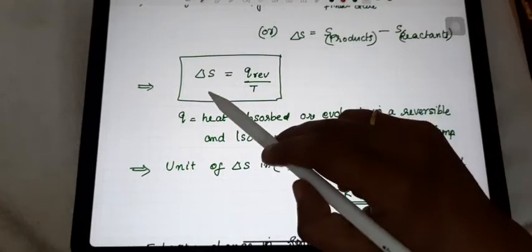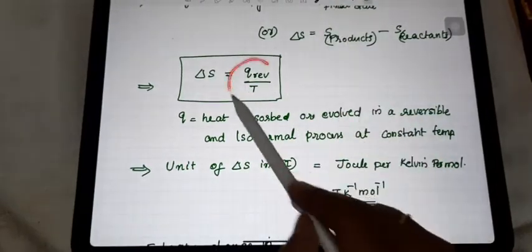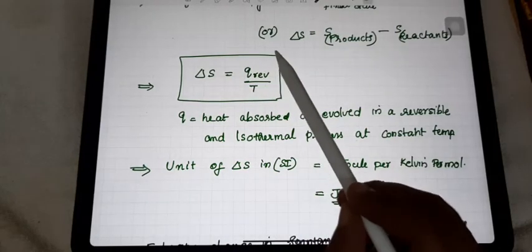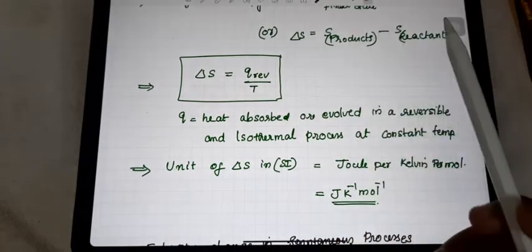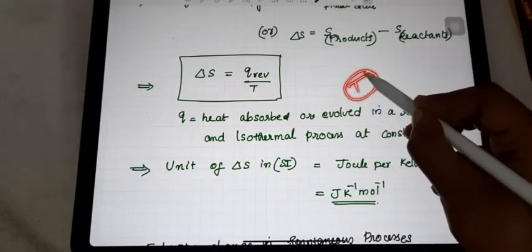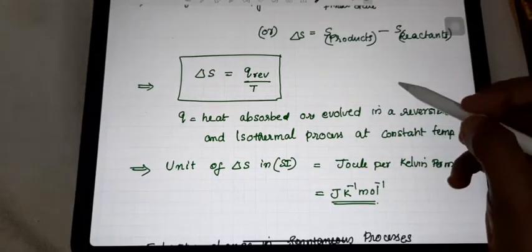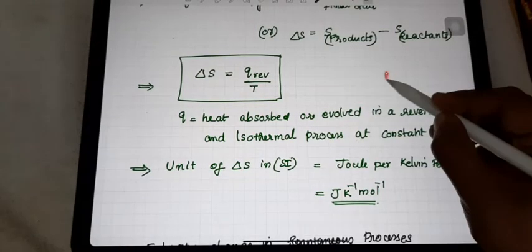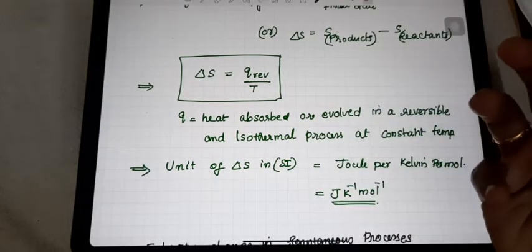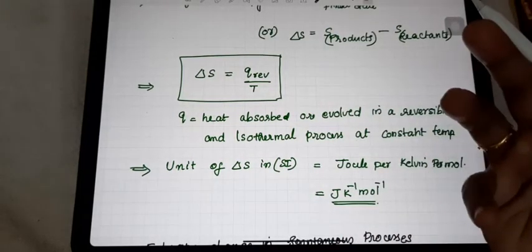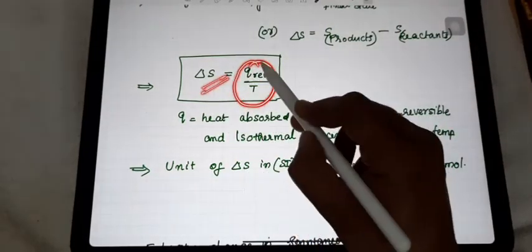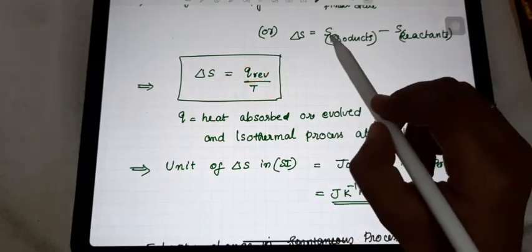Entropy change, there is one relationship for solving problems. That is when we consider reversible isothermal systems. Isothermal system means that the temperature is constant, right? So at constant temperature, when we apply heat and it is absorbed by a system, automatically entropy increases. So there is one relationship arising: delta S is equal to Q reversible by T.